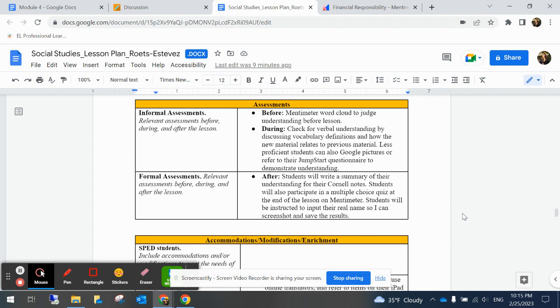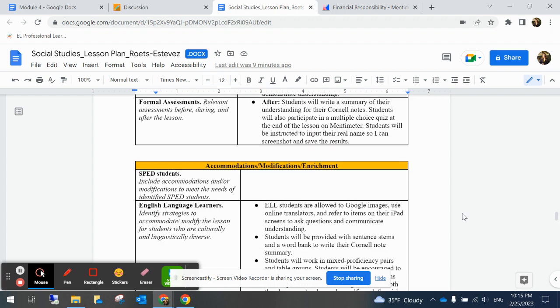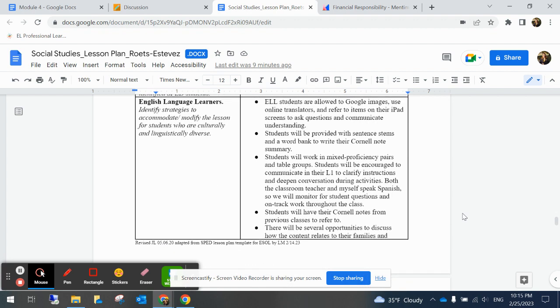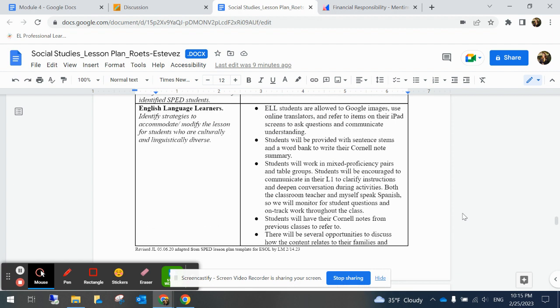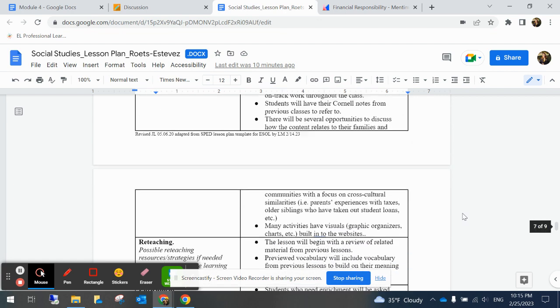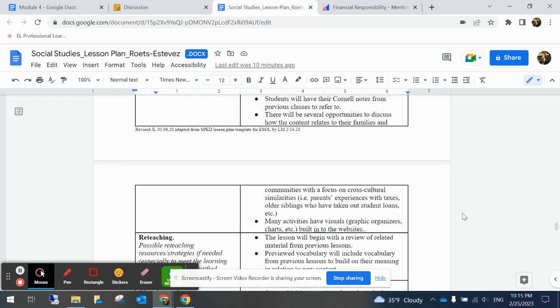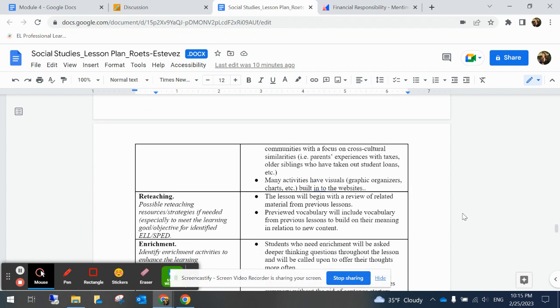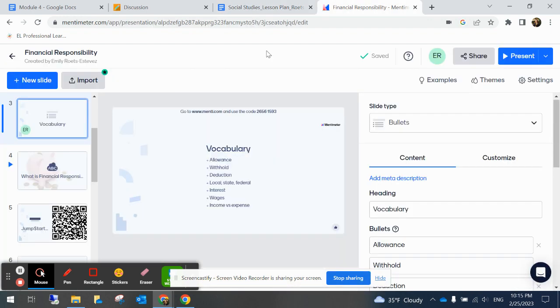So more informal assessments on just checking verbal understanding, having students maybe use an online translator or look up pictures, refer to items on their screens to show understanding, and then a quick Kahoot like assessment at the end. Some of these are anonymous, some of these the students do need to put their names, but I'm also encouraging students to take paper Cornell notes for their teacher, as well as take screenshots and write down the names of the websites we're using in case they want to go back later.